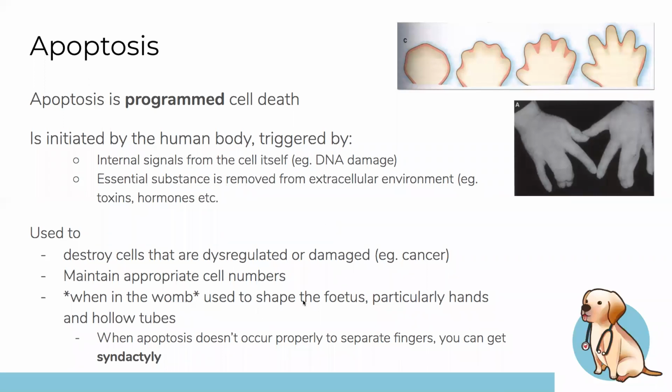Yes, when you're in the womb, it is used to shape the fetus. I love this picture. It just looks so stupid. It's just a circle, and then it's like, wow, it's a hand. All these things in between will die. All these cells will purposefully die so that you get fingers. And when that doesn't work, you end up with something like this called syndactyly.